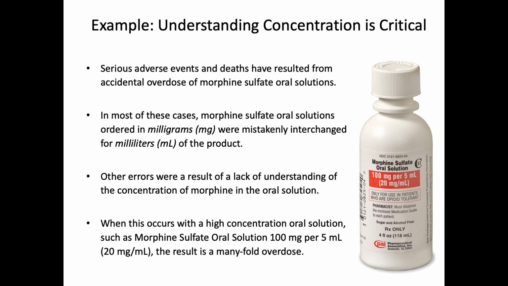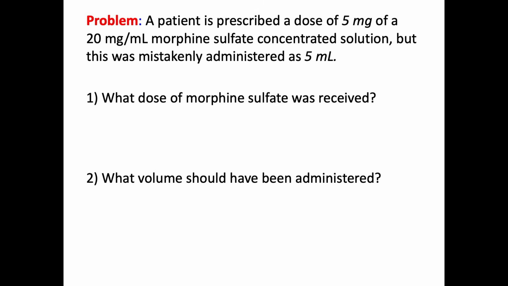So let's use an example on the next slide, using morphine as an example of some of the mistakes that have occurred because of misunderstanding how to compute using concentration. Let's describe a real-life problem that occurred. In this case, a patient was prescribed a dose of 5 milligrams of a 20 milligram per milliliter morphine sulfate concentrated solution, but was mistakenly administered 5 milliliters. So what was dosed was 5 milligrams, but what was given was 5 milliliters. We have weight and dose versus volume in milliliters.